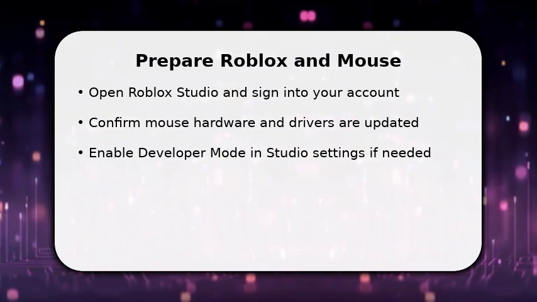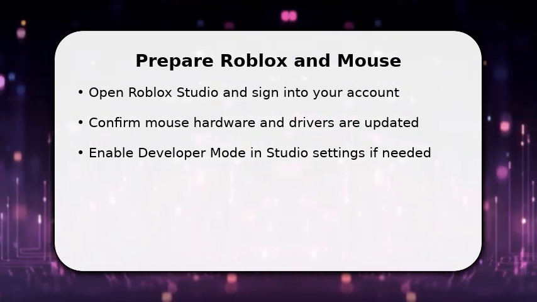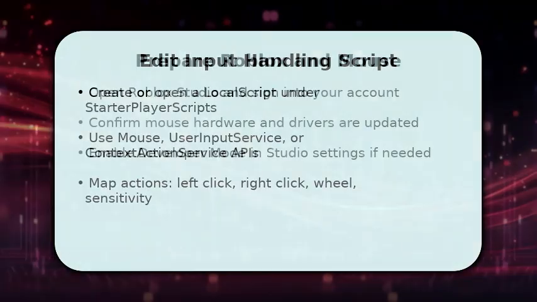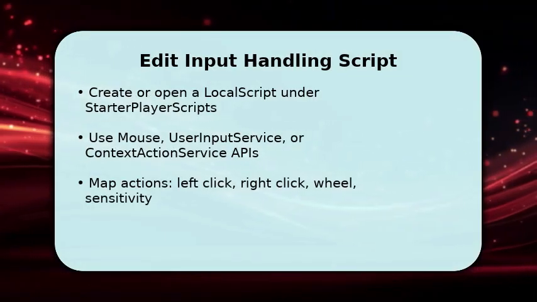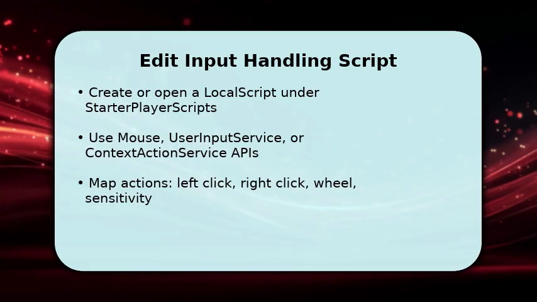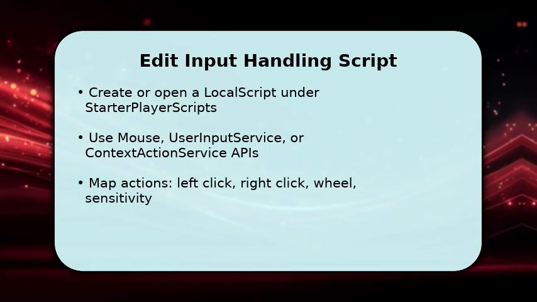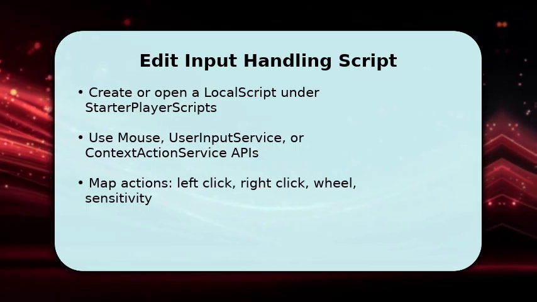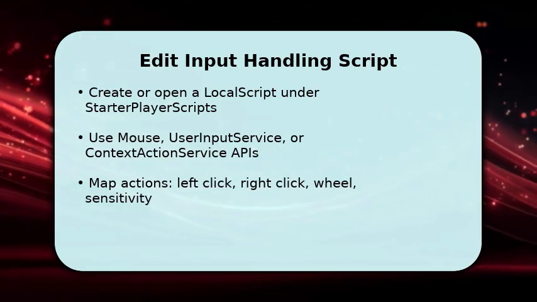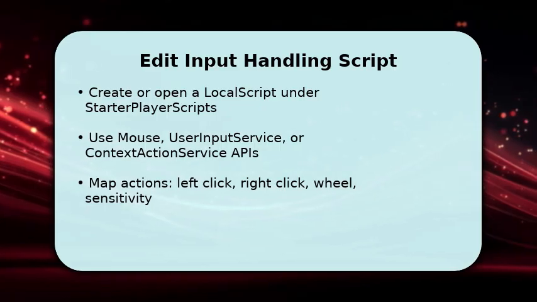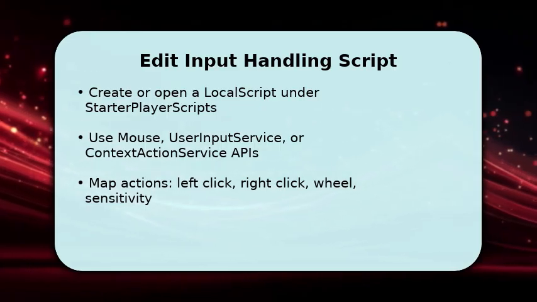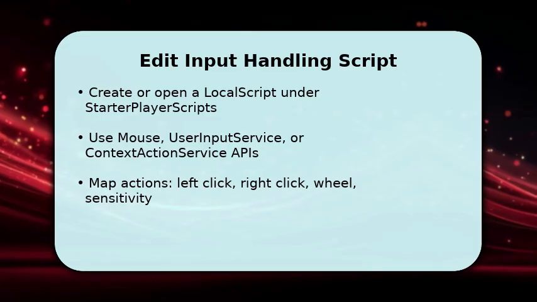You will now implement the core logic inside a local script under Starter Player Scripts so it runs per player. First, get the mouse via player get mouse, or use user input service for broader device support. Use context action service if you want remappable binds. Then, attach handlers for button 1 down, button 2 down, and mouse wheel forward/backward or input began/input changed.